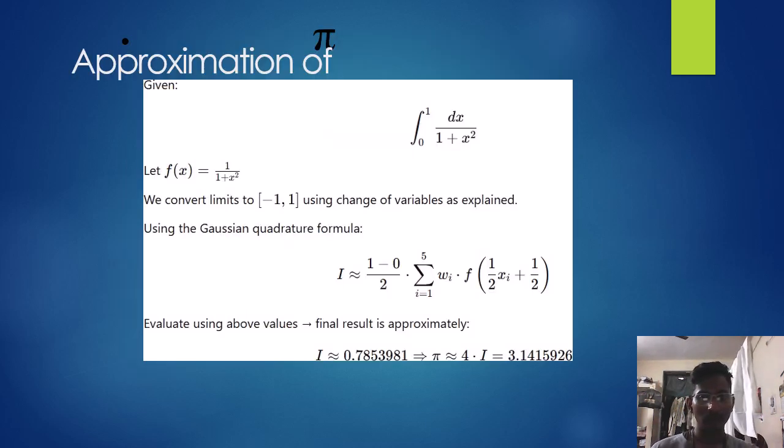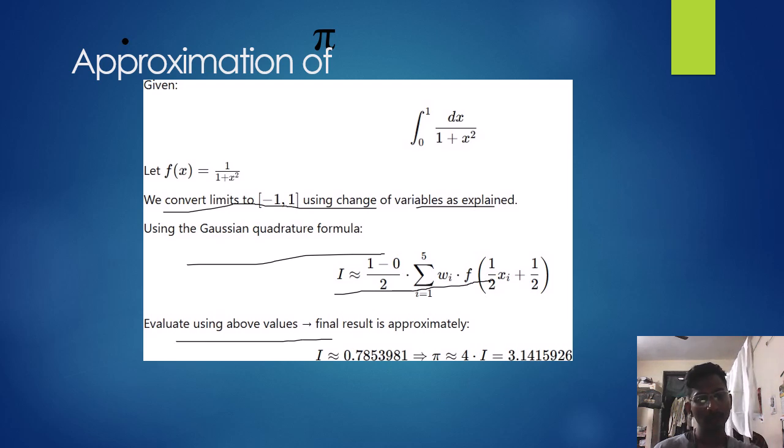Given this equation, the integral with limits 0 to 1 of dx by 1 plus x square. Let f of x is equal to 1 by 1 plus x square. We convert the limit to minus 1 to 1 using the change of variable, as explained using the Gaussian quadrature formula. Using the above formula, the final result is I approximately 0.7853, which is nearly pi by 4.